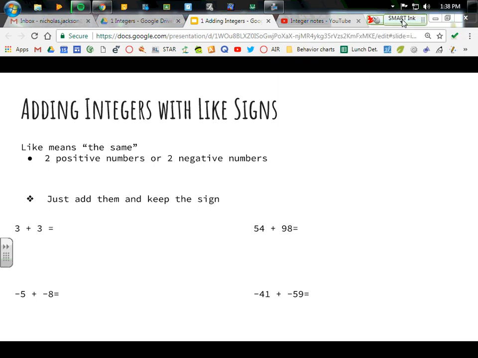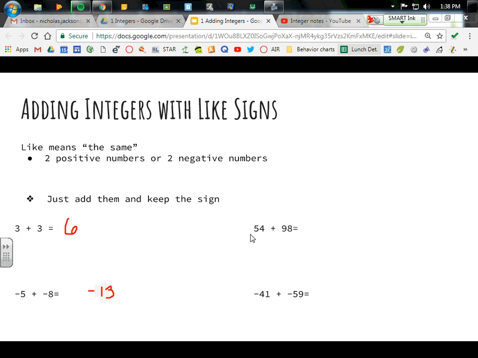So for example, we have, of course, 3 plus 3. Those are like. They have the same sign, which is positive. So the answer would just be 6, a positive 6. Down here, we have a negative 5 plus a negative 8. So I'm just going to add my 5 and 8 to get 13. And my answer is going to be negative.